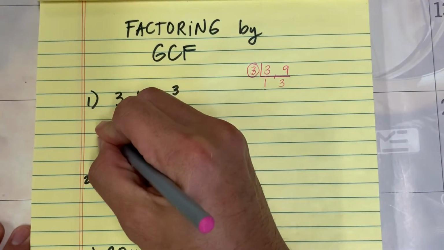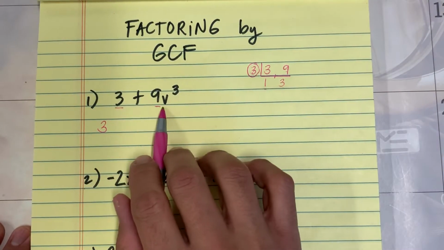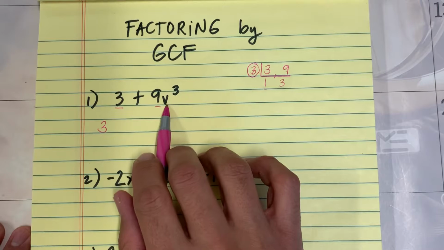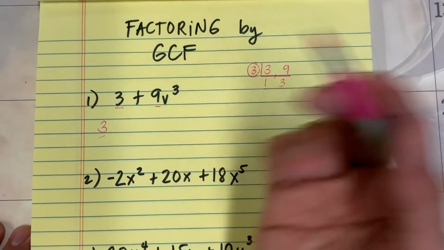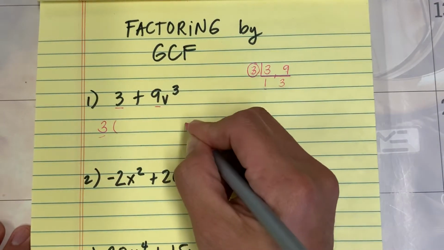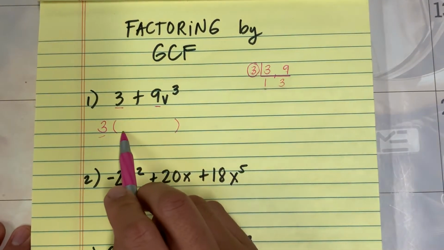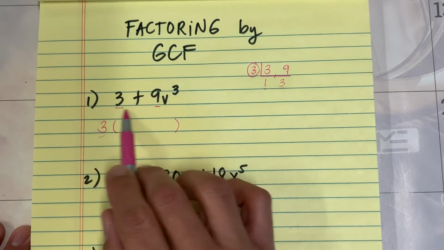So I'm going to put the 3 outside. And then, do both of them have v? No, only this one here. So the GCF is 3. So how do you factor the 3 here? There are several ways. It's the opposite of the distributive property. What number should I put here? When I distribute the 3, I'll get the original question back.